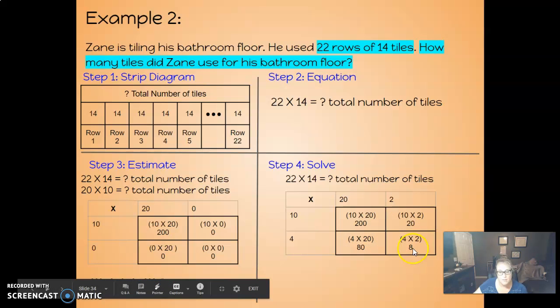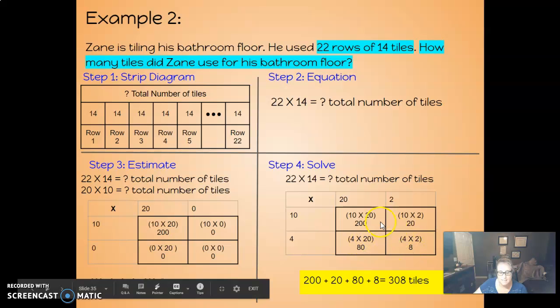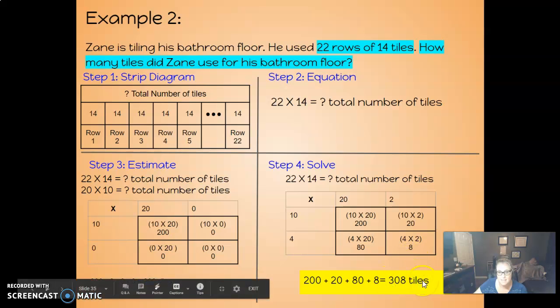Now remember, when we use partial products, the last thing we have to do is actually add all of these products together. So I'm going to add 200 plus 20 plus 80 plus 8. Well, I know 200 plus 20 is 220, 220 plus 80 is 300, and then 300 plus 8 is 308. So my estimate of 200 is pretty close to 308 tiles. So I know that my answer of 308 is reasonable.